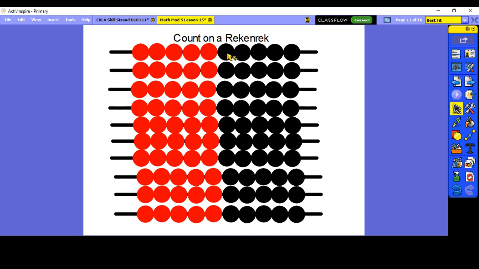Ready, go. 10, 20, 30, 40, 50, 60, 70, 80, 90, 100. Can you go backward? 100, 90, 80, 70, 60, 50, 40, 30, 20, 10. Excellent job counting your rec and rec all the way to 100.